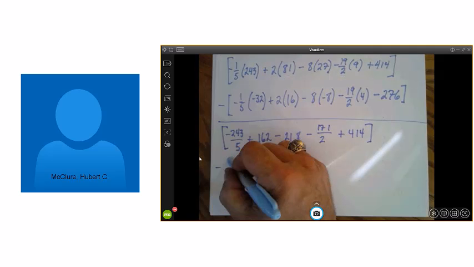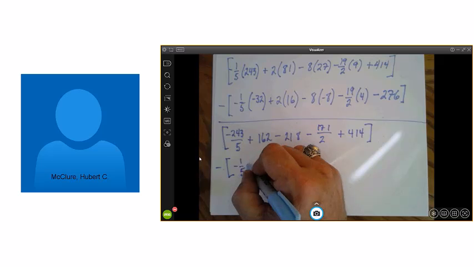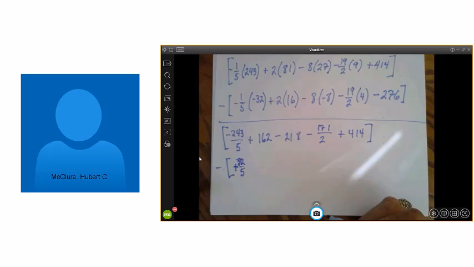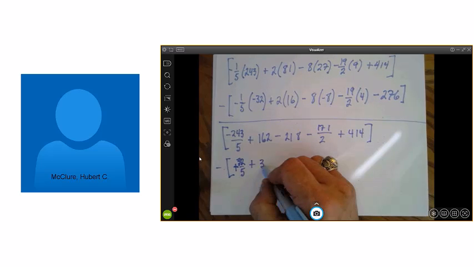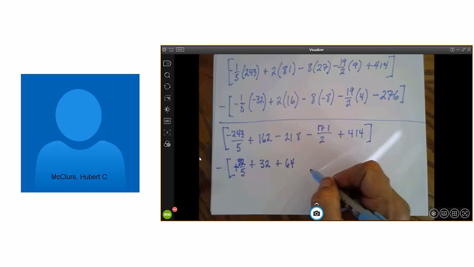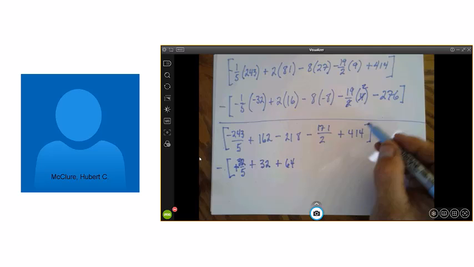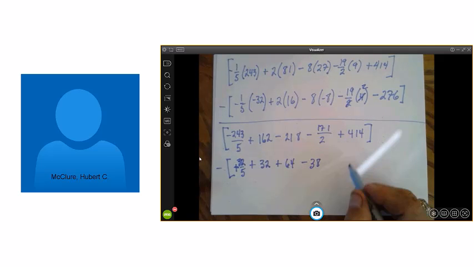minus negative 1 fifth times, that'd be 32, positive 32 over 5, plus 32, plus 64. That cancels here. 2 times 19 is 38, minus 276.